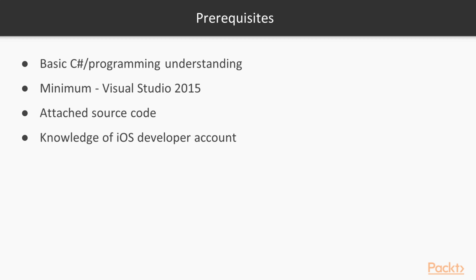For this course, the requirements are a basic C# programming understanding and a knowledge of the iOS developer account managing, such as creating provisioning profiles. You will also need a minimum of Visual Studio 2015. You will also need to use the attached source code, which is a basic 2D cross-platform game engine. We will be using this engine to create the game.